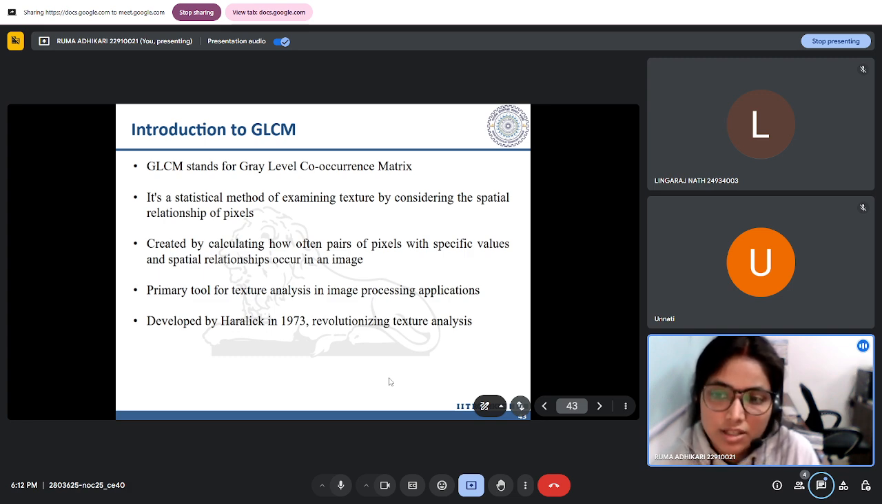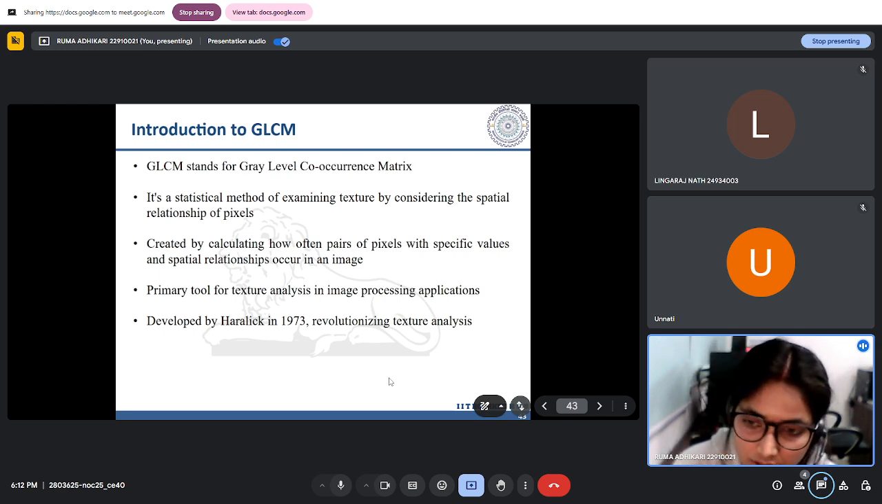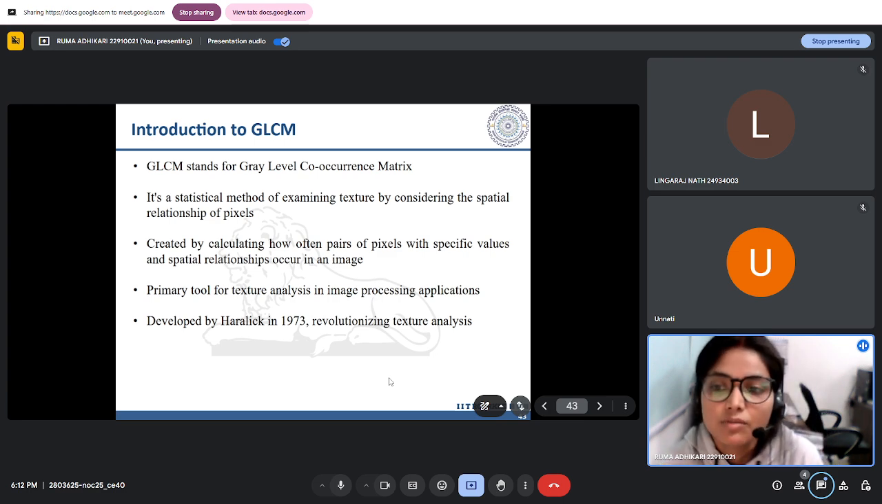So texture, in a SAR image, has a lot of variation, and texture is how we understand that the image has texture. It is the variation of lightness and darkness, high variation of lightness and darkness. So it is created by calculating how often pairs of pixels of the same value appear. The primary tool for texture analysis in image processing applications is the GLCM.